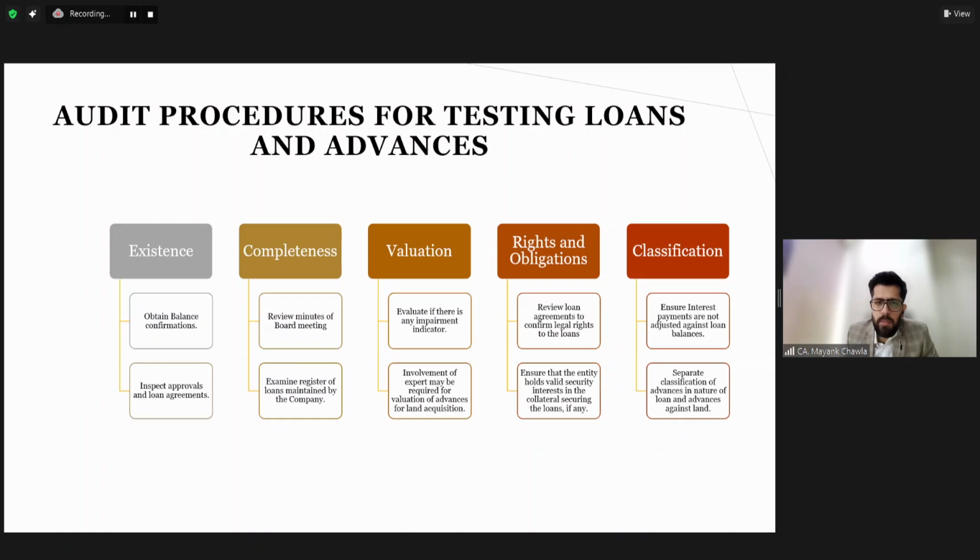Balance confirmation is very important when it comes to existence, because these are transactions in money, and balance confirmations are the only things that would substantiate, in addition to the loan agreements or the approvals. For completeness, we may have to see the board minutes, whether all the transactions which are represented in the financial statements commensurate with the board minutes or not.